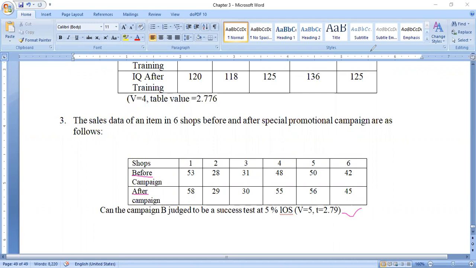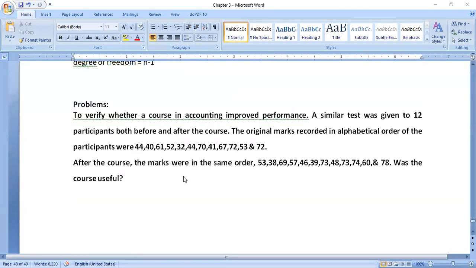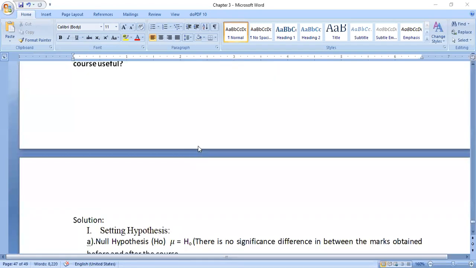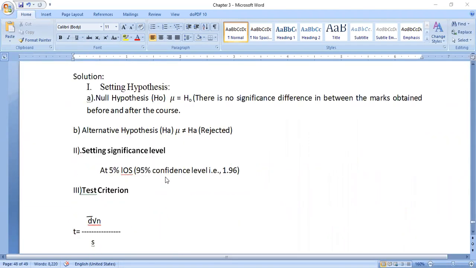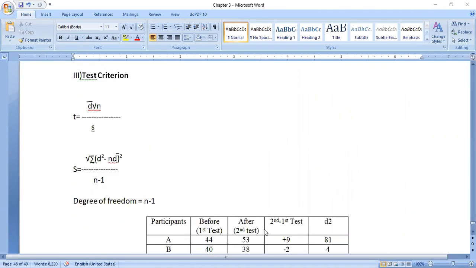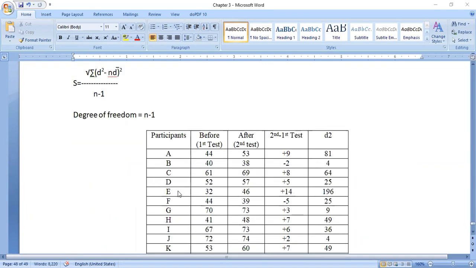So this is the last method. Once again you see the question. In this way the question will be given. Before and after are the most important words in this method. Setting the hypothesis, alternative hypothesis and null hypothesis, we know already. So these are the formulas, and this is the method we follow.